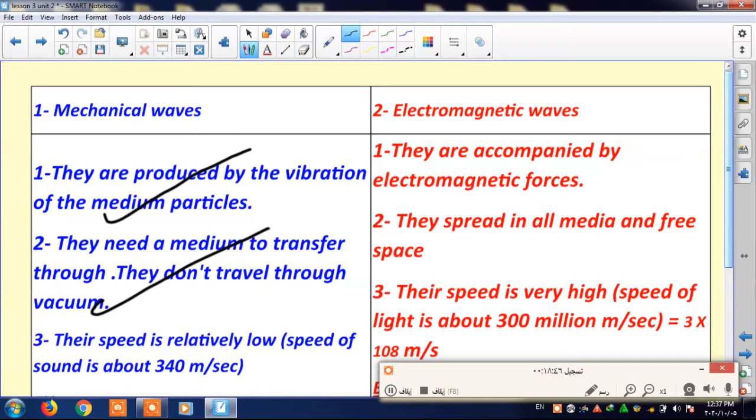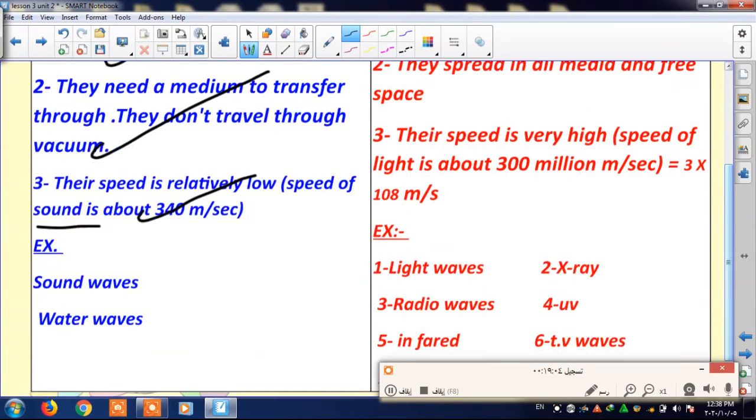Number three, the speed of this wave is relatively low. For example, the speed of sound is 300 meters per second, so it is relatively low. Okay? Please give me an example of a mechanical wave. Like the sound wave, it needs air to carry the sound that is produced from the larynx to your ear. Number two, the water wave, it is a wave that needs a water medium to be observed.